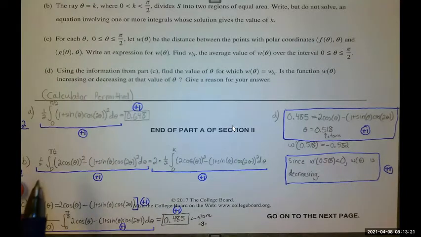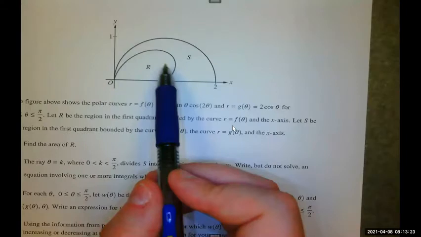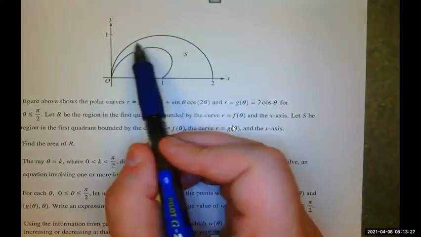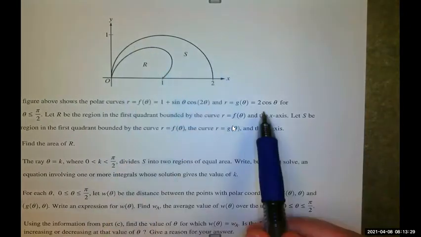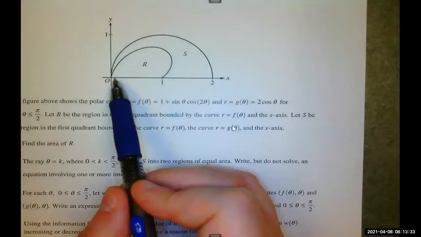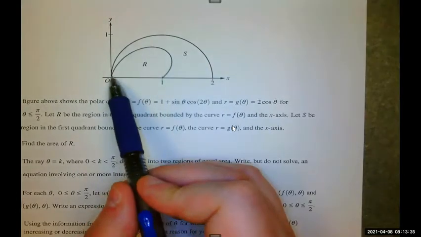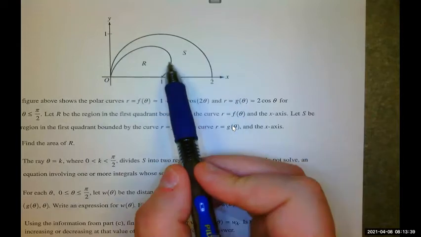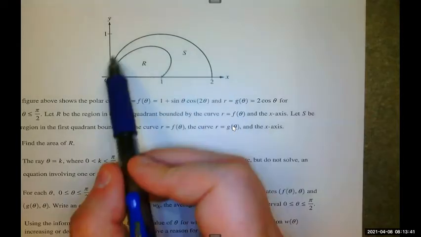How do I know that? Well, I looked here, and I said, either graphically or again checking points, that this corresponds to 2 cosine of theta, which is g. And if I look at my r to here is bigger than r to here. So I know that this is going to represent a bigger area.